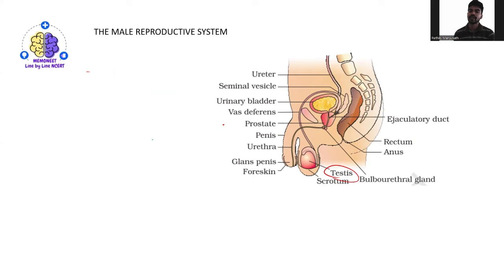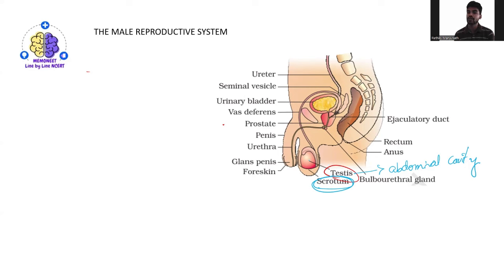See, when coming to the testis, where is the testis situated? They are normally situated outside the abdominal cavity, within a pouch-like structure called the scrotum. This is the very first thing that you need to understand.